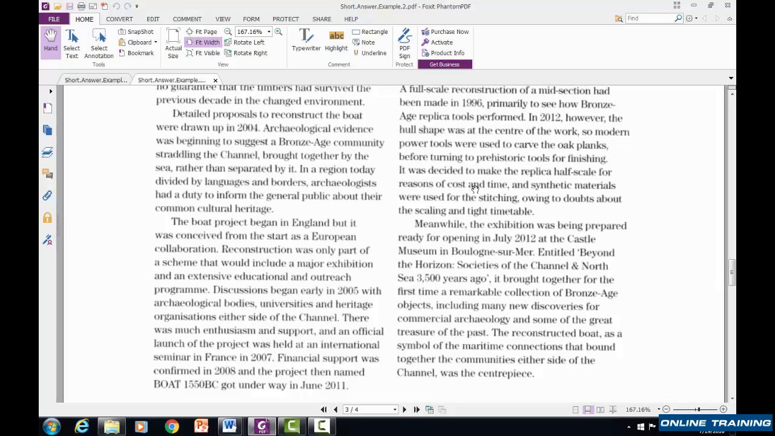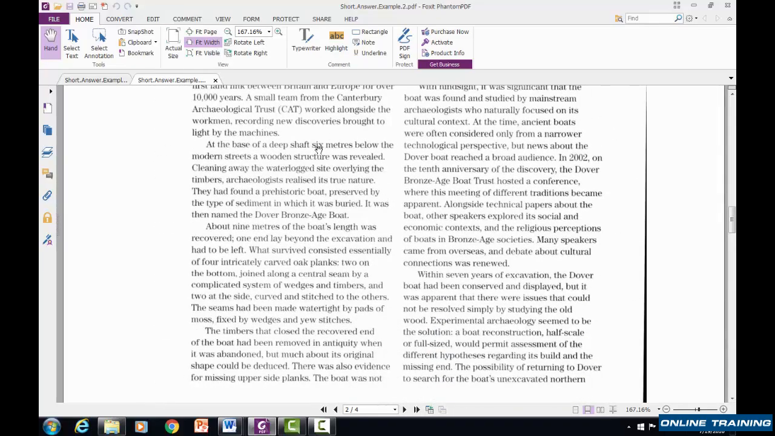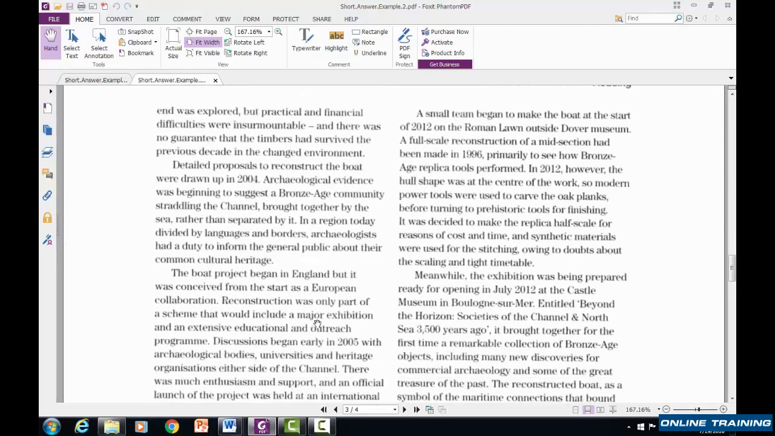So as we see with the short answer question, our questions go in order, right? We found the answer to number one right here at 6 meters. Number two was right here where it talks about pads of moss and watertight. The third one was right here about 2012. And the last one was right here where it talks about deciding to do it half scale, which means not full scale, and cost and time. So it went in order. We didn't do it in order, but the questions come in order. That's very important to understand because it helps you find them.